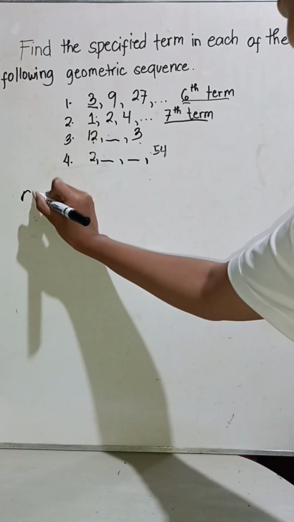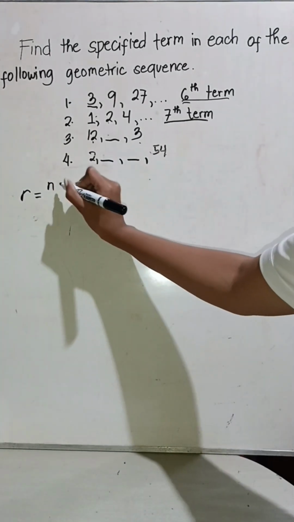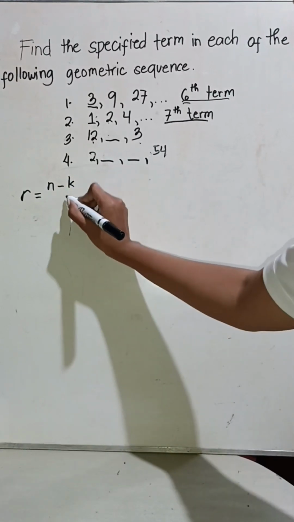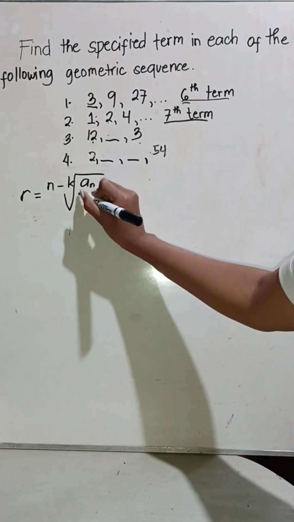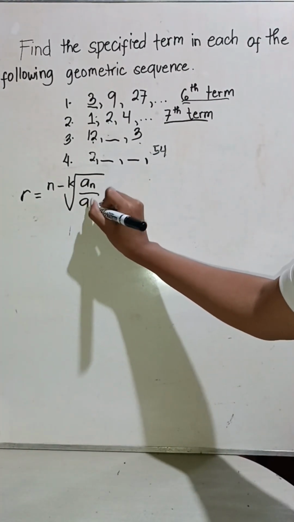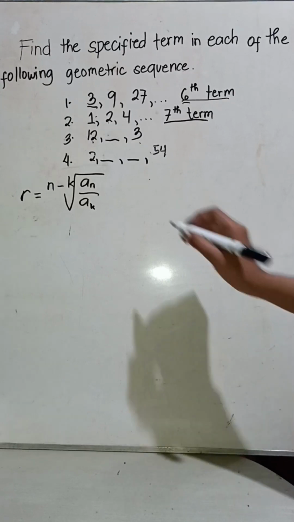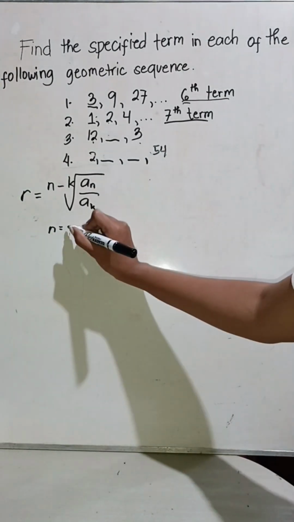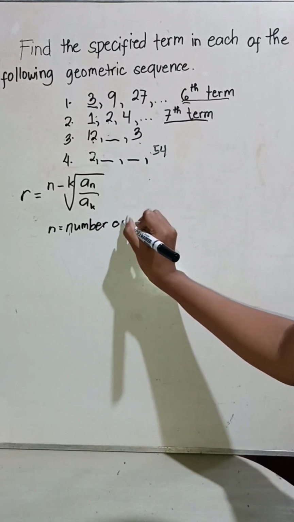R is equals to the N minus K root of A sub N over A sub K, where N is equals to the number of terms.